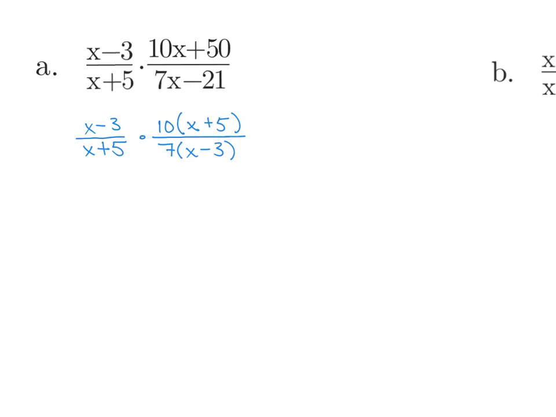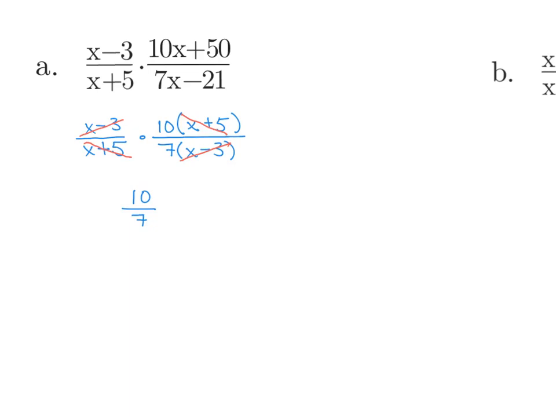All right, so now we can go ahead and cancel things that appear in the top and bottom. One thing to note is that you have to cancel the whole x minus 3 and the whole x plus 5. So what can we cancel? I can cancel an x minus 3, and I can cancel an x plus 5. So what are we left with? The numerator, the only thing left is 10, and the denominator, the only thing left is 7. So our final answer is 10 over 7.